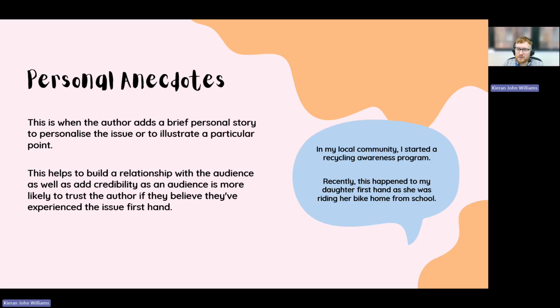One of the simplest ways to build ethos is to share a personal story. For example, this happened to my daughter as she rode home from school. Or, in my local community, I started a recycling program. These anecdotes make the speaker relatable and human, and they show that the issue is both real and has been experienced firsthand by you. So people are much more likely to trust you if they feel you have lived through what you're talking about.